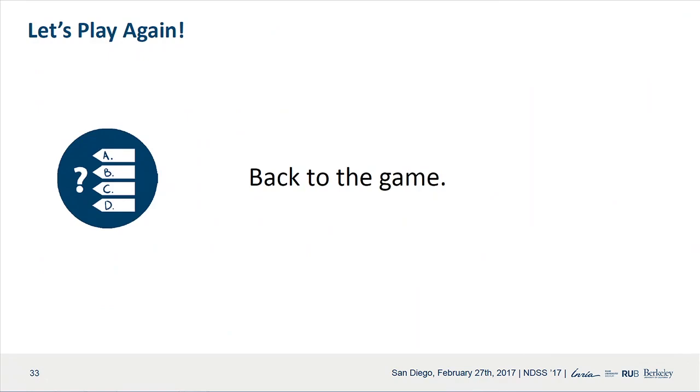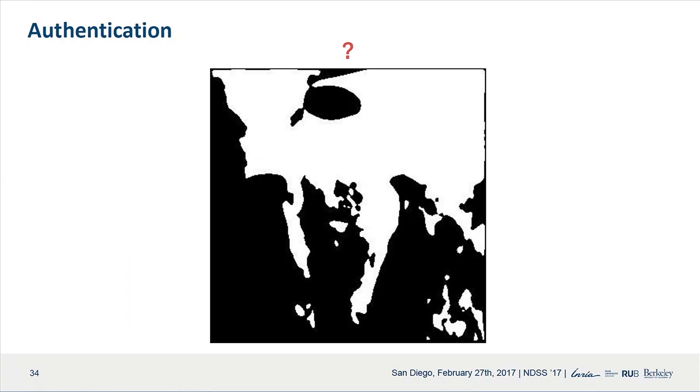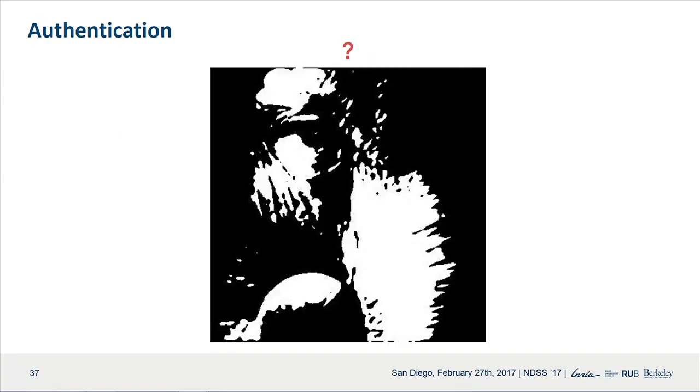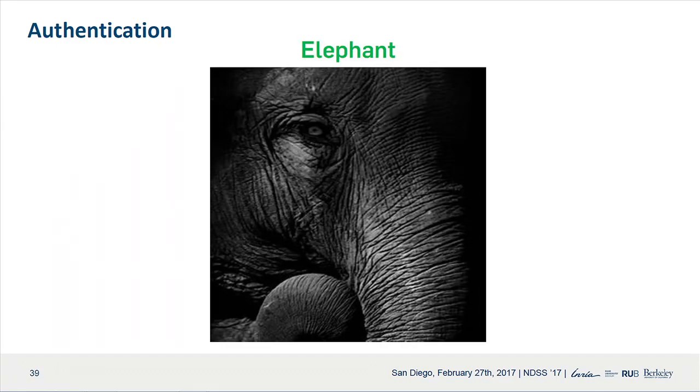So let's play again, back to the game. I hope you all remember the solution. So what is this? A cow, right. Easy. And this one? It's different, right? This image was not primed, so it's okay that you don't recognize it. In this case, the user just pressed the I don't know button and skips the image, but it's an elephant.